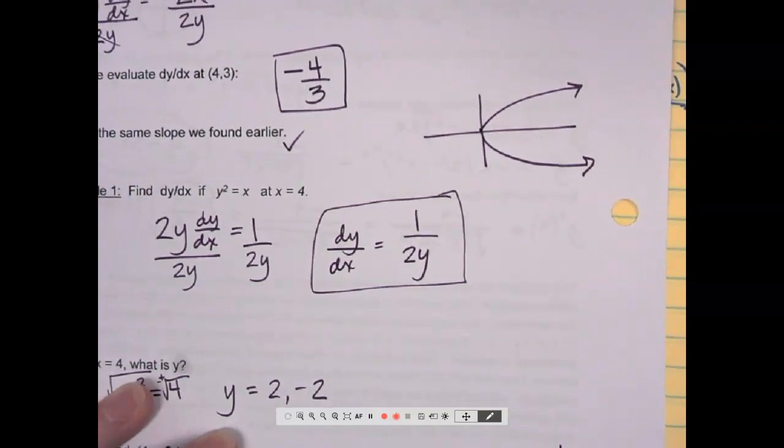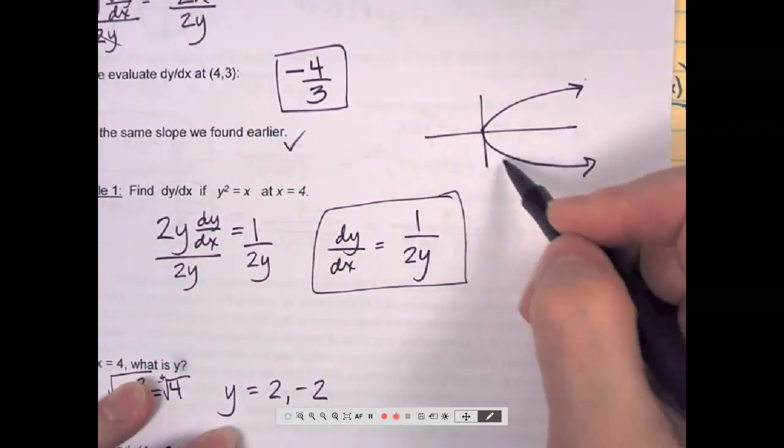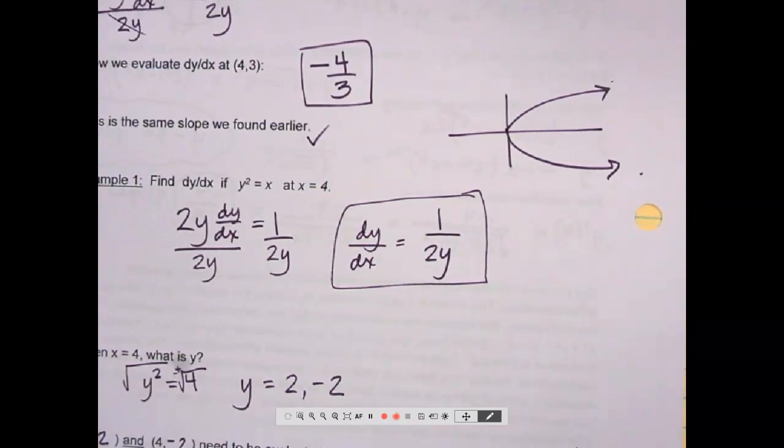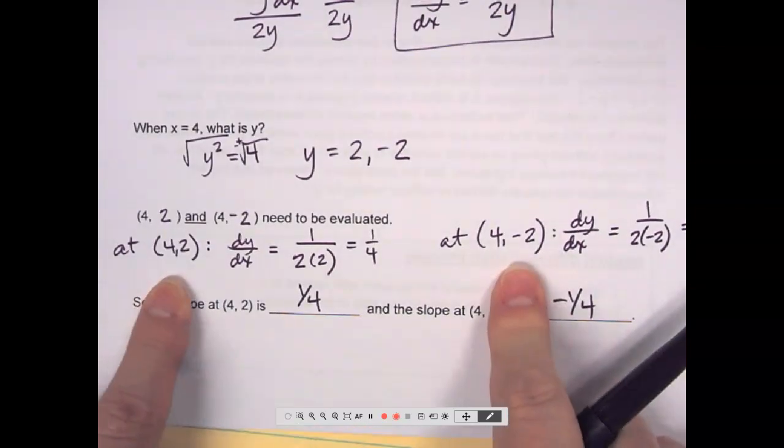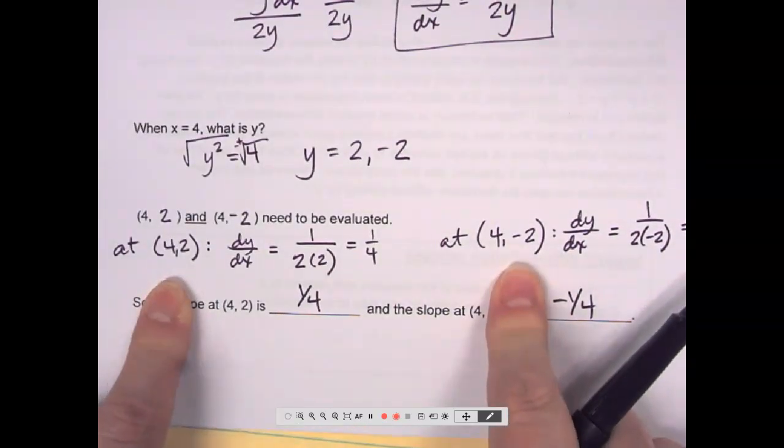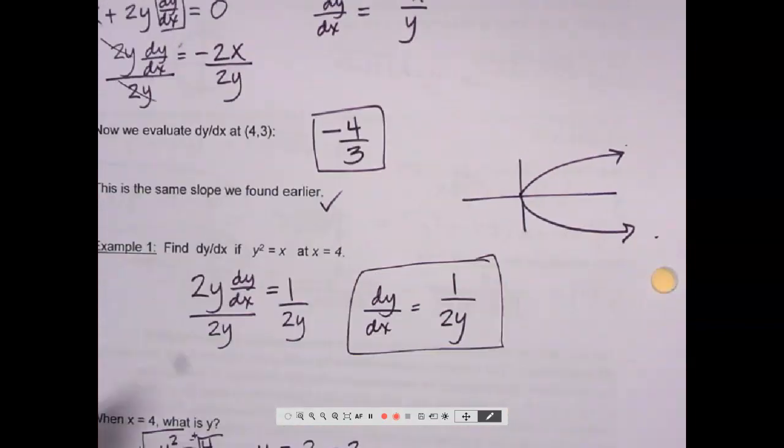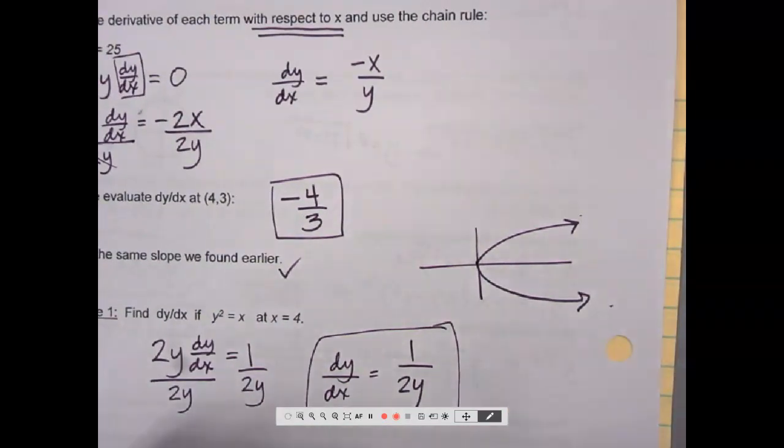parts. Here's the positive square root of x. Here's the negative square root of x. That explains why there are 2 points, (4, 2) and (4, negative 2), and why one slope is positive and one is negative.